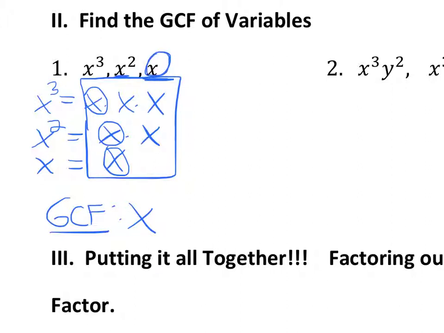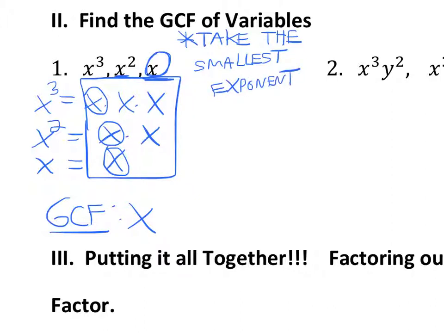So what we learn from this, when you find the GCF of common variables, here's the main thing. This is very important, so make sure you take this down. Take the smallest exponent. So you don't have to write out X times X times X. Here's a shortcut: just take the smallest exponent of the common variables. Here we had an exponent of 3. This is an exponent of 2. X is the same as saying X to the first. So the smallest is 1. So X to the first, that's the GCF, which is the same as just saying X.